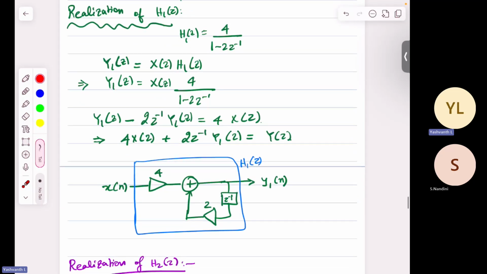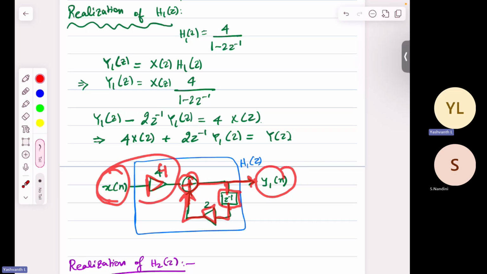That means what I do, so take x of n, you multiply that with 4. Okay, and then you add it with some other number. We'll see what that other number is, and the output is given by y1 of n. Take a part of y1 of n, delay it by 1 unit, and then you multiply by 2 and add it to the 4 times x of n.